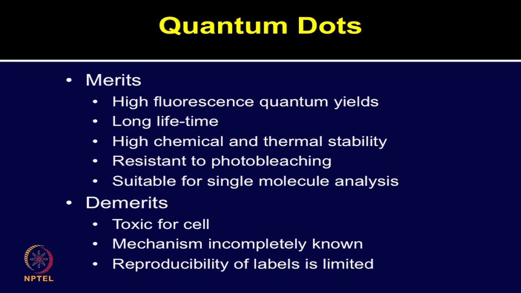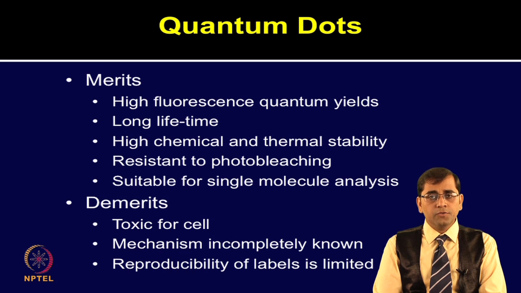Now the different merits and demerits of using quantum dots. The merits of QDs include high fluorescence quantum yield, long lifetime, high chemical and thermal stability, resistance to photobleaching over a long period of time, and suitability for even single molecule analysis. There are various chemistries available to conjugate biologically active molecules to the surface of nanocrystals.